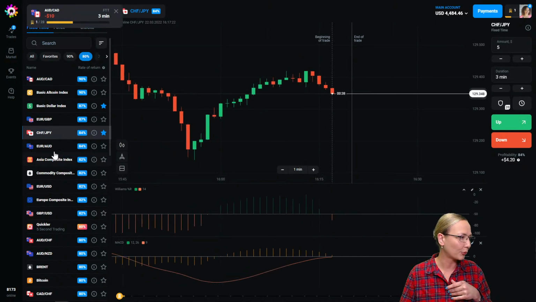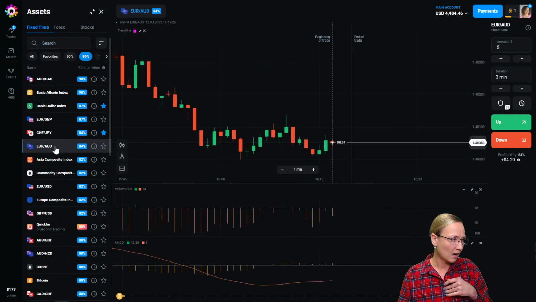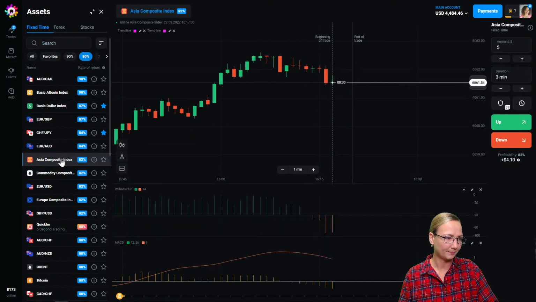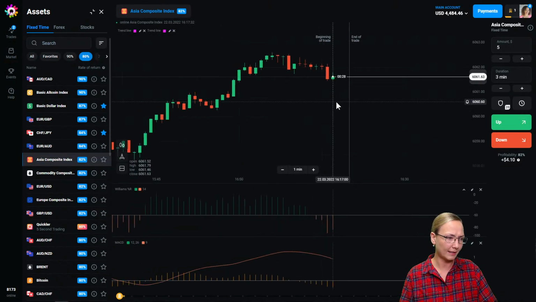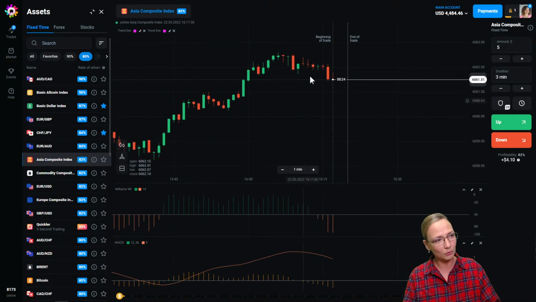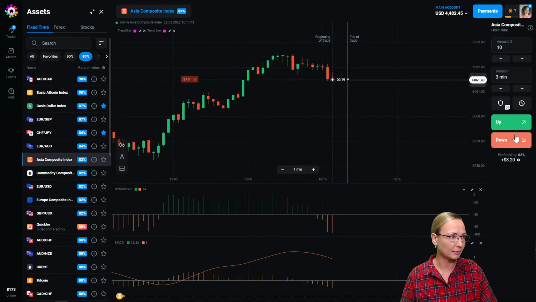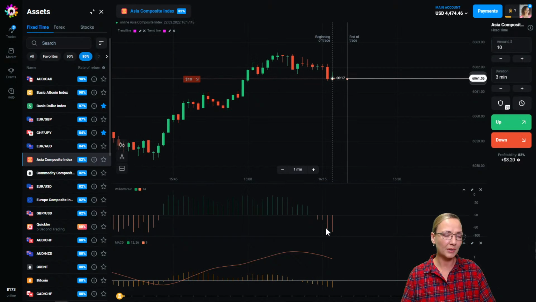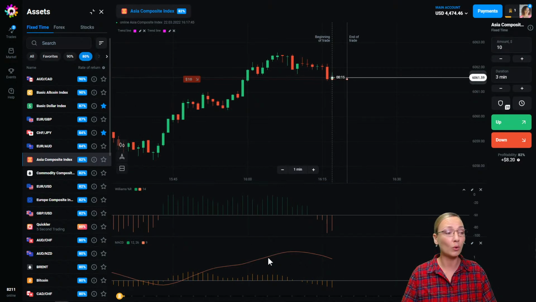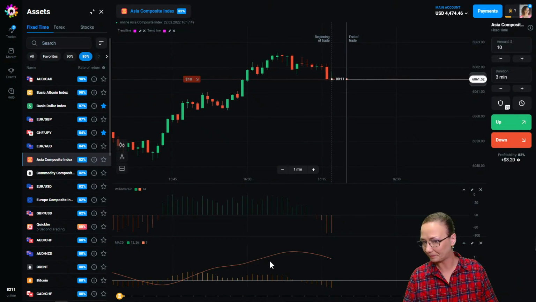AUD CAD did not go through, my friends. AUD CAD did not go through, but that's okay. Euro AUD. Nope. Asia Composite Index. I do like how the signal line is reversing to the downside. We're growing. We're going to go for $10, 3 minutes to the downside. See, both histograms are below, and the signal line is also pointing to the downside from the overbought area.